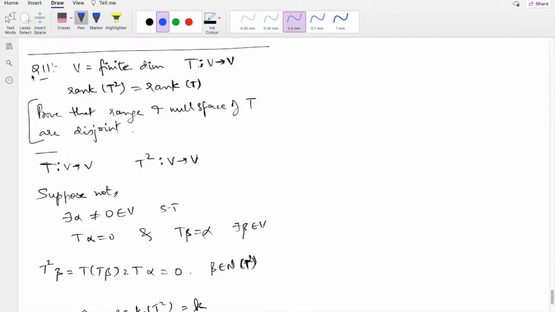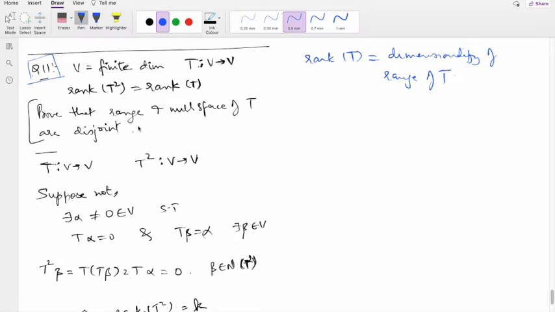Fine. So with this, we'll move on to the next question. It's question 11 of your Hoffman-Kunze book. So let's say we have a vector space V which is finite dimensional, and we have a transformation T from V to V, which is such that the rank of T square is equal to the rank of T. Just as a refresher, rank of T is the dimensionality of the range of T, the range of T subspace. So we need to prove that the range and null space of T are disjoint.